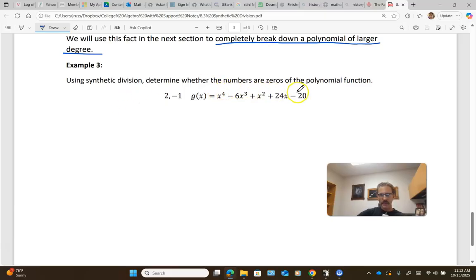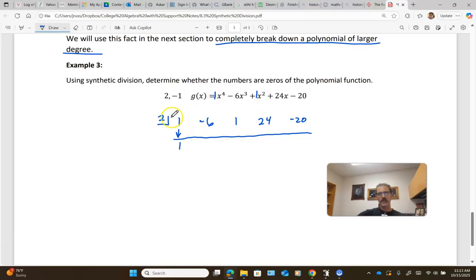Make sure it's in descending order, which it is. There are no missing terms, because guys, if there are missing terms, it is crucial that you use zeros for the coefficients of those missing terms. But in this case, there aren't any. So my coefficients are 1, negative 6, 1, 24, and negative 20. And make sure you're careful to carry those negatives with those numbers. So we're going to see if 2 is a 0 first. Okay.